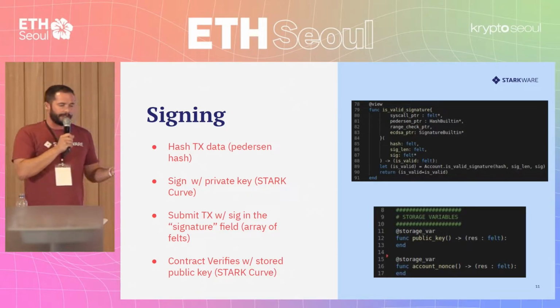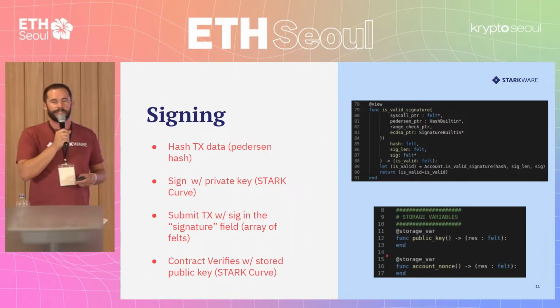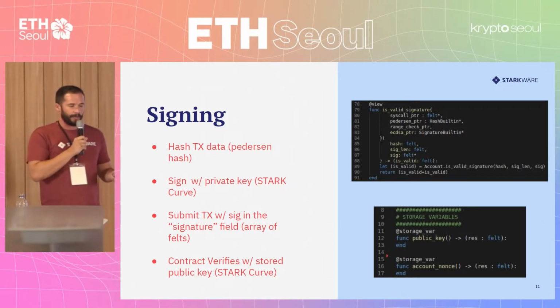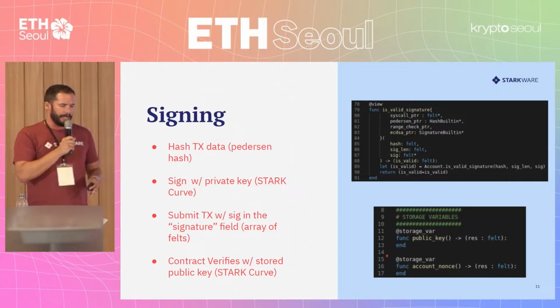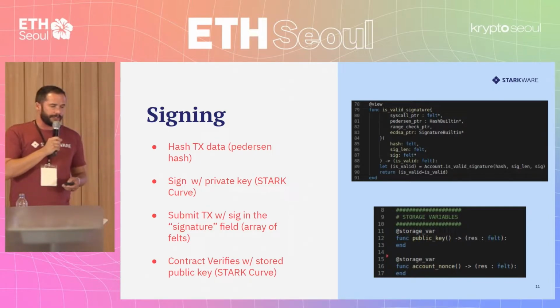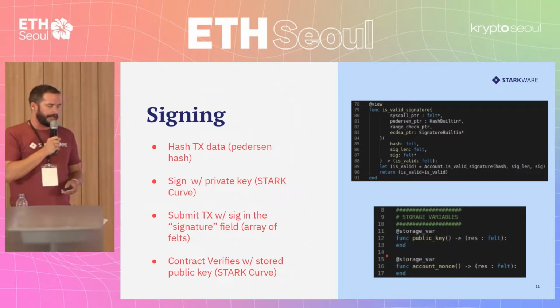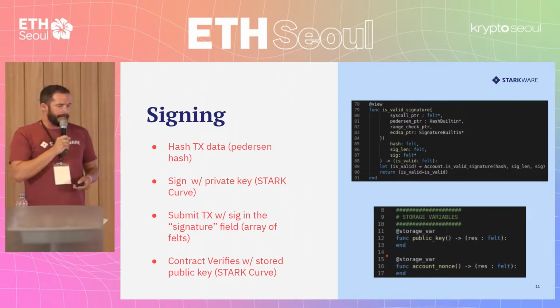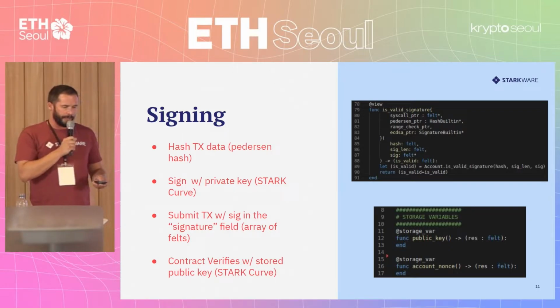Off-chain, you're going to hash the transaction data, probably with the Pedersen hash. The Pedersen hash is a Stark-friendly hash, which we use all over the protocol. You're going to sign with a private key. This is going to be a private key derived from the Stark curve, and that Stark curve is the basis, again, of a lot of the protocol. Submit the transaction with the signature in the signature field array, which is an array of felts. We don't need to dig too far into felts, but felts are the base scalar type for Cairo. And then verify with the stored public key of that ECDSA signing pair that you generated for the account.